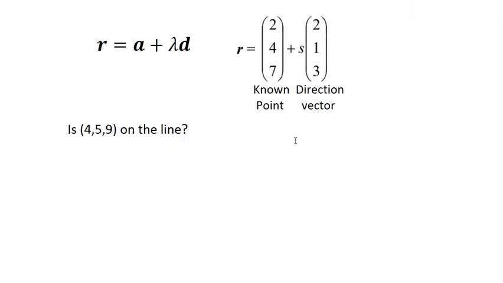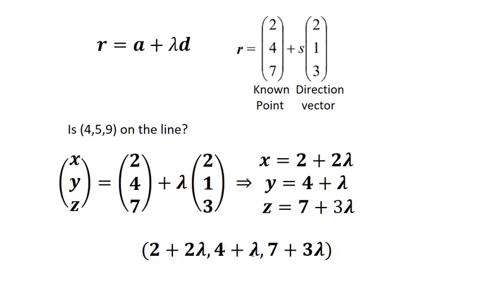So let's run through a few techniques. First of all, is a point on a line? To determine this, I'm going to show you a couple of different ways of thinking about a line. Here is the equation of the line. I've rewritten r as x, y, z. And if 4, 5, 9 is on the line, then r must be able to represent it.